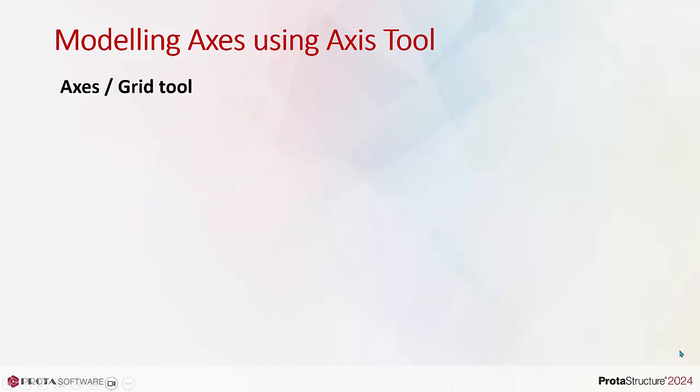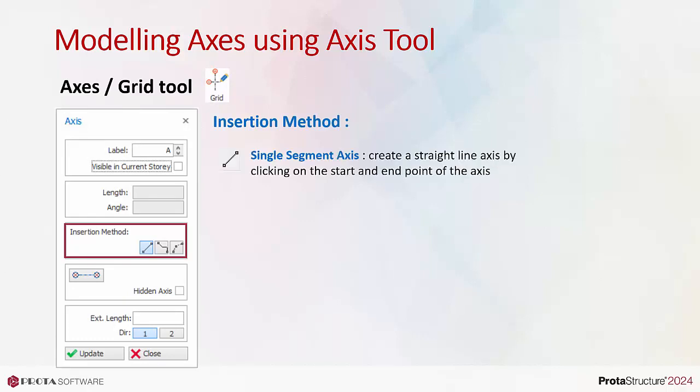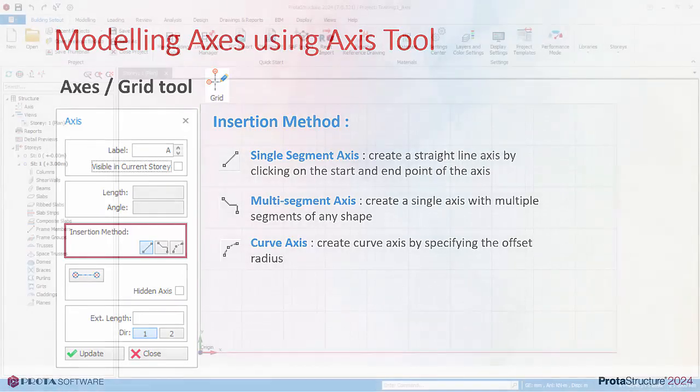Modeling axes using axis or grid tool. There are 3 insertion methods for creating an axis. Single segment axis. Create a straight line axis by clicking on the start and end point of the axis. Multi-segment axis. Create a single axis with multiple segments of any shape. Curve axis. Create curve axis by specifying the offset radius.